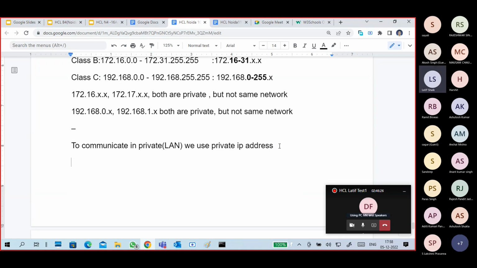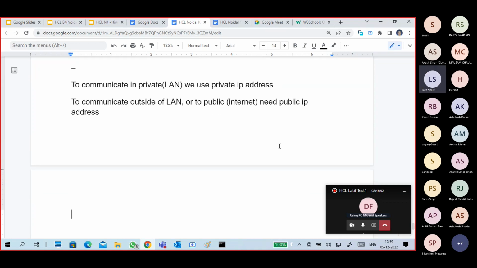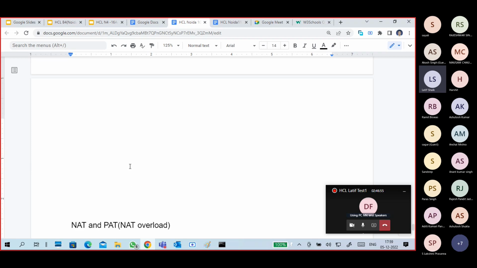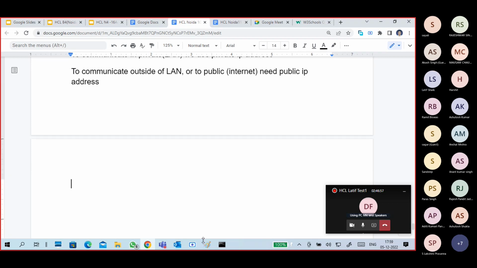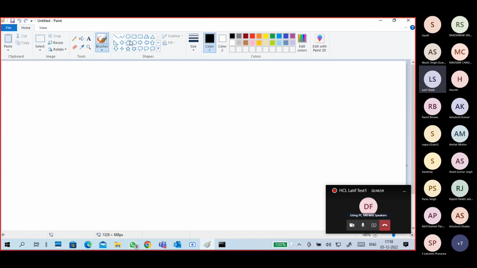Correct. To communicate outside of LAN or private, or to public, you can say to your public IP or internet, you need a public IP address. Remember those points. I will give a small explanation, guys.